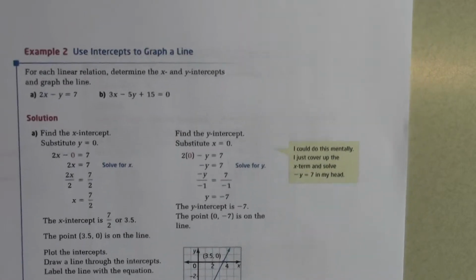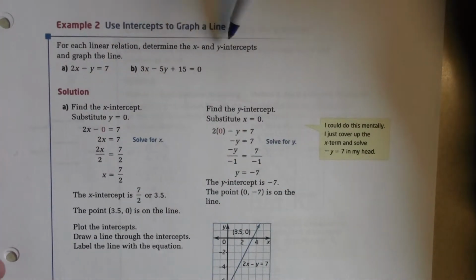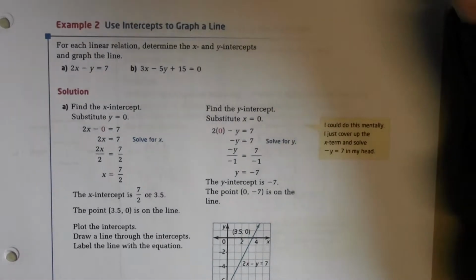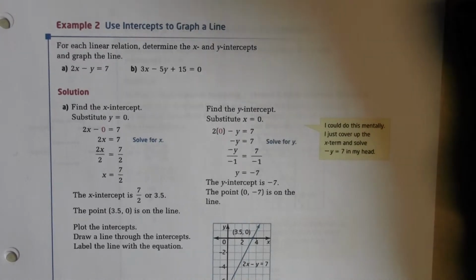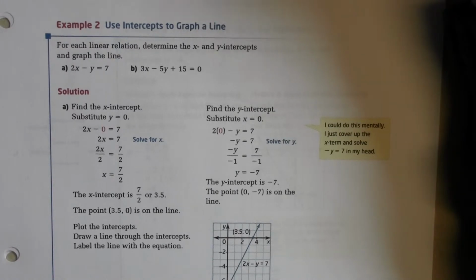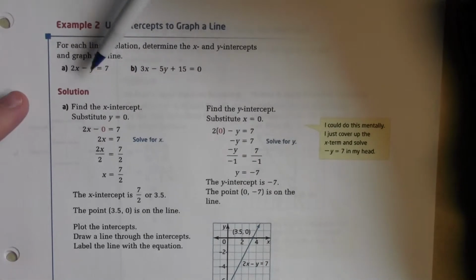Example 2. For each linear relation, determine the x and y intercepts. How do we find the x and y intercepts? Justin? You could just substitute x or y with 0. Yes, that's it. And then solve for the other variable. Okay, very good. So that's all we're doing in the first one.